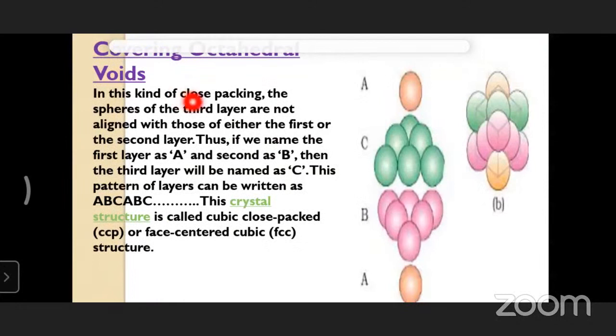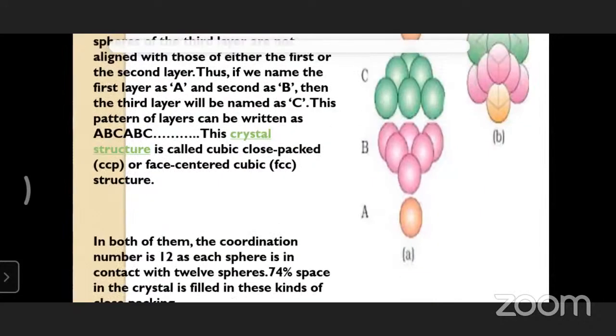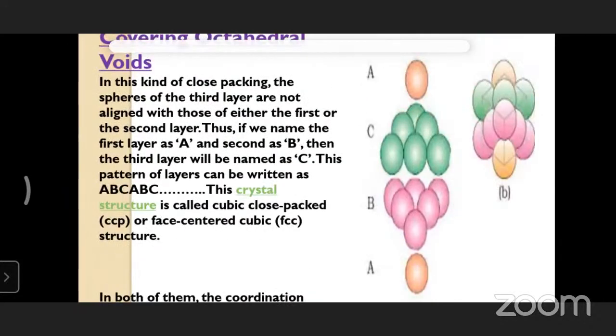Here, in this kind of close packing, what is the third layer? The spheres of the third layer are not completely aligned with either the second layer or the first layer. Whatever the third layer is, C, it is not aligned with this one or with this one. Because of that, what will happen? Here, only one atom will be there.